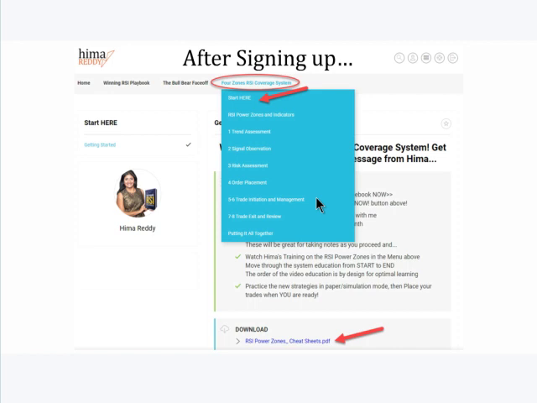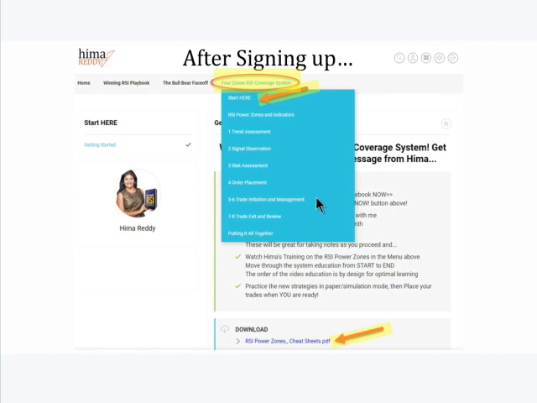So let's look at this page right here. The 4 Zones RSI coverage system is inside the product. That's what you're signing up for tonight. You go to Start Here and you load the page. And then guess what? Halfway down the page, this isn't all of it, there is more, is your cheat sheet to download. It's right there. It's ready to go.